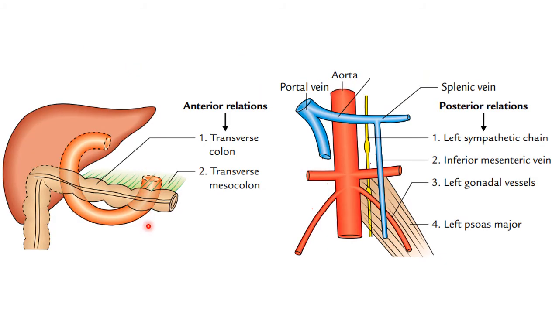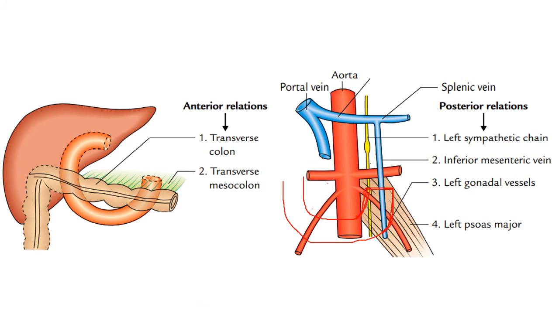Now we will discuss the relations of the fourth part of the duodenum. The anterior relations of the fourth part of the duodenum are the transverse colon and the transverse mesocolon. And the posterior relations of the fourth part of the duodenum are, if this is the fourth part of the duodenum, the left sympathetic chain, the inferior mesenteric vein, the left gonadal vessels, and the left psoas major muscle.